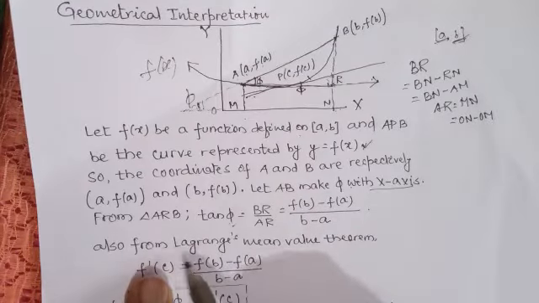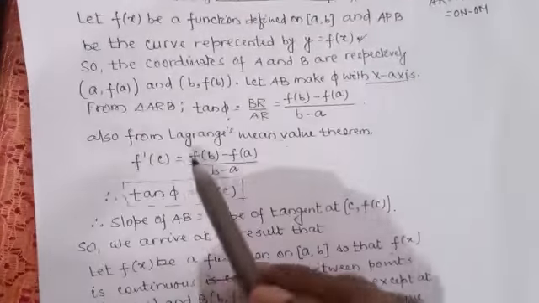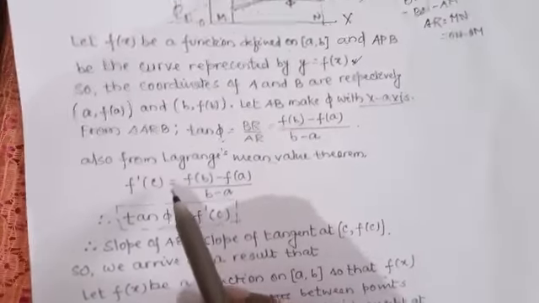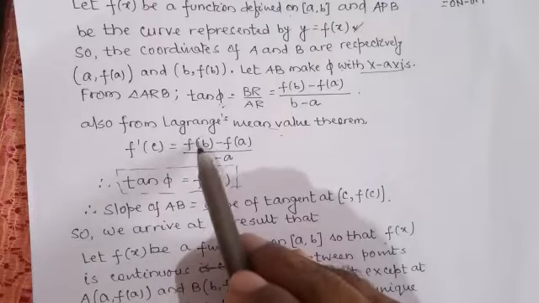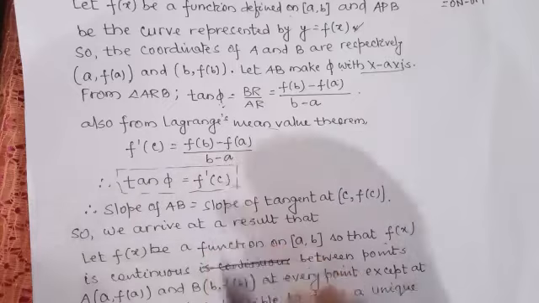Now from Lagrange's mean value theorem, what did Lagrange's theorem say? f dash c is equal to fb minus fa upon b minus a.